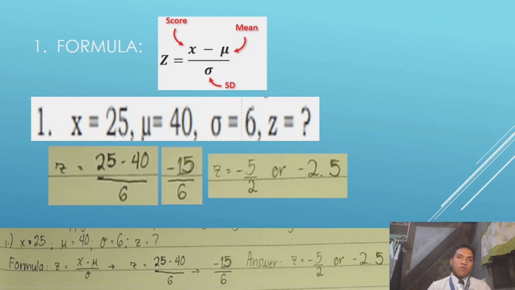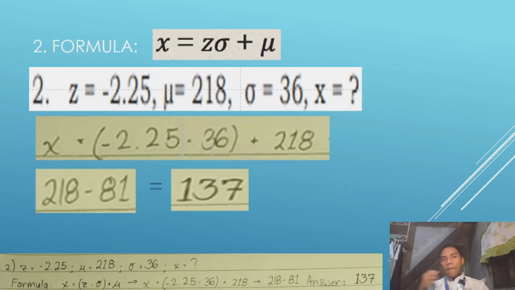Now, if we substitute it, ang x ay ma-minus natin sa mean, which is 25 minus 40, at ang makukuha natin ay negative 15. Now, kung i-divide natin siya doon sa standard deviation na given, which is 6, makakakuha tayo ng sagot na negative 5 over 2. Now, kung i-convert po natin siya sa decimal form, we're going to get the answer of negative 2.5.